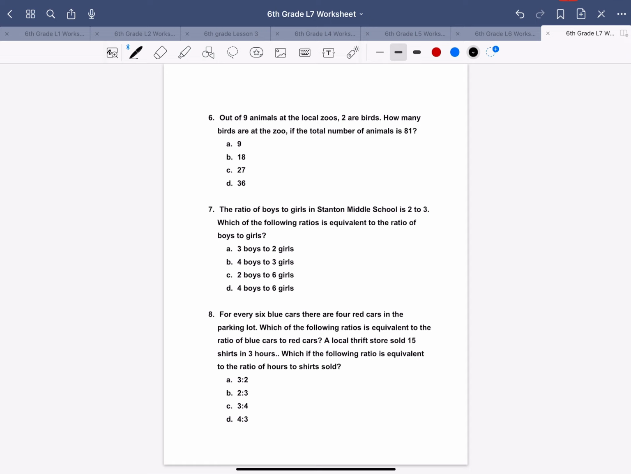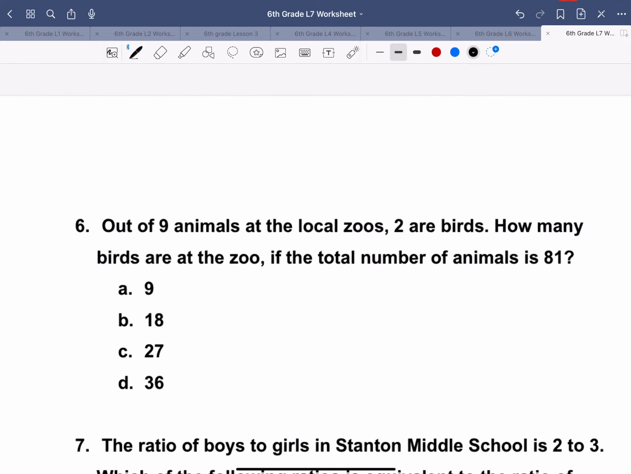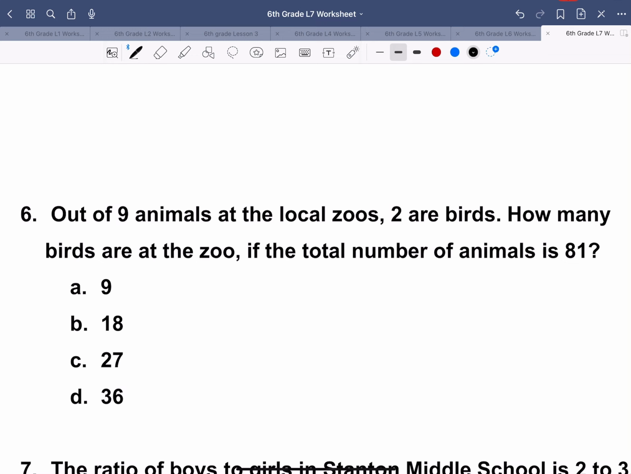Number 6. Out of 9 animals at the local zoo, 2 are birds. How many birds are at the zoo if the total number of animals is 81? Okay, so out of 9 animals, there are 2 birds. We would just have to divide 81 by 9 to get 9. And since we know that out of every 9 animals at the zoo, there are 2 birds, since there's 9 groups, we just multiply 9 by 2 to get 18. So our answer will be B.